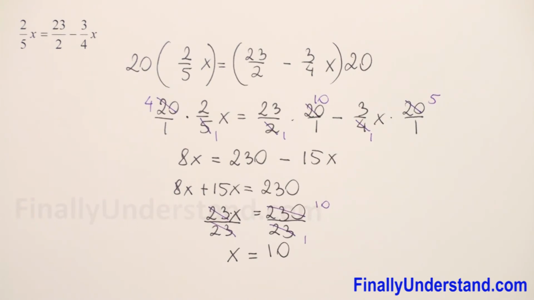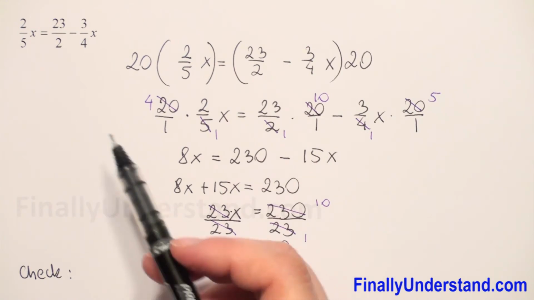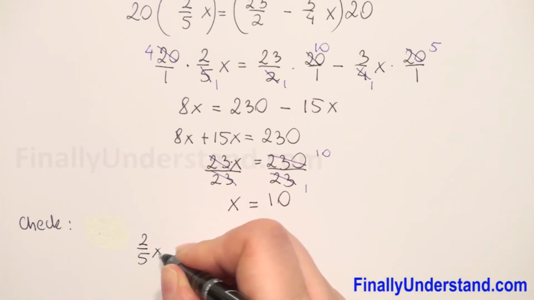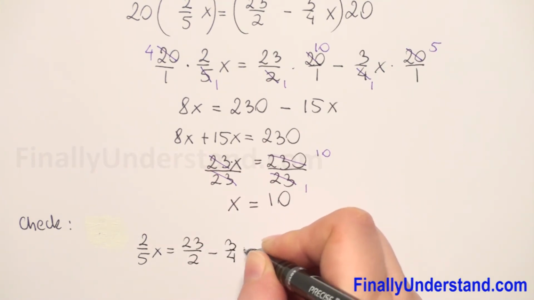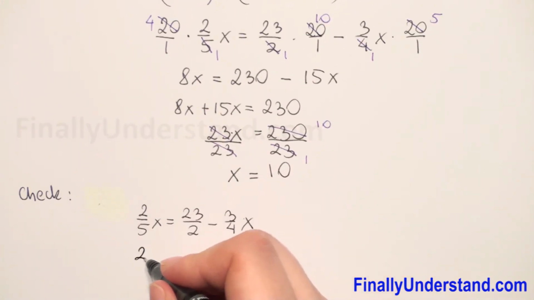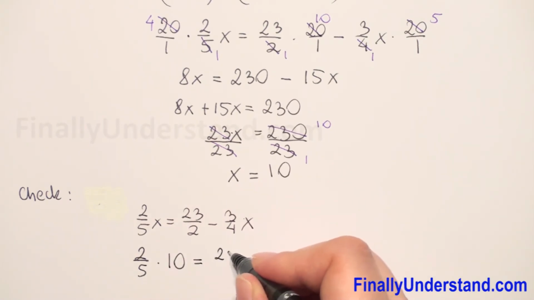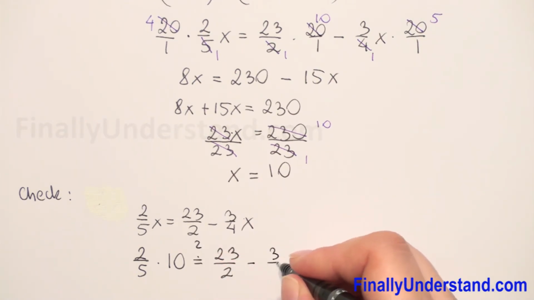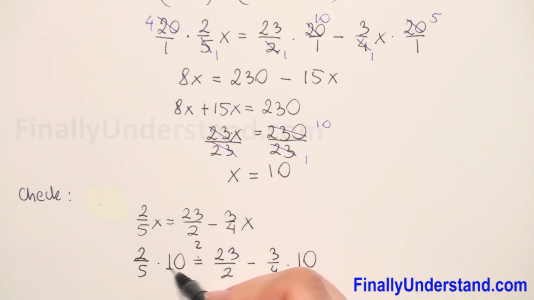Now we have to check if this solution is correct. It means we have to copy our original equation. 2 over 5x is equal to 23 over 2 minus 3 over 4x. So now we will substitute x with 10. So it will be 2 over 5 times 10. This is equal to 23 over 2. We have to check if this is equal to minus 3 over 4 times 10. Because we have fractions, I will change 10 to a fraction.